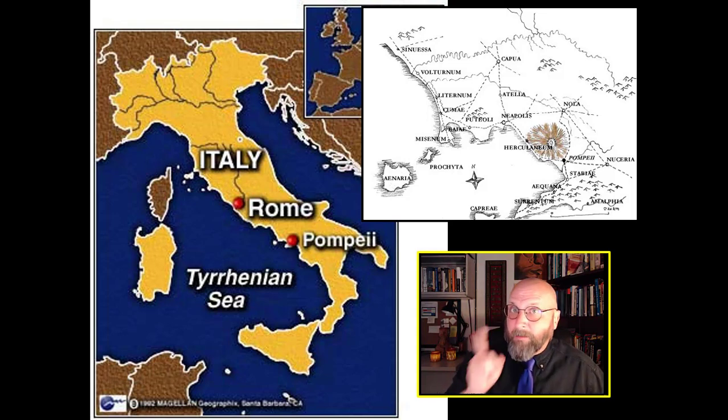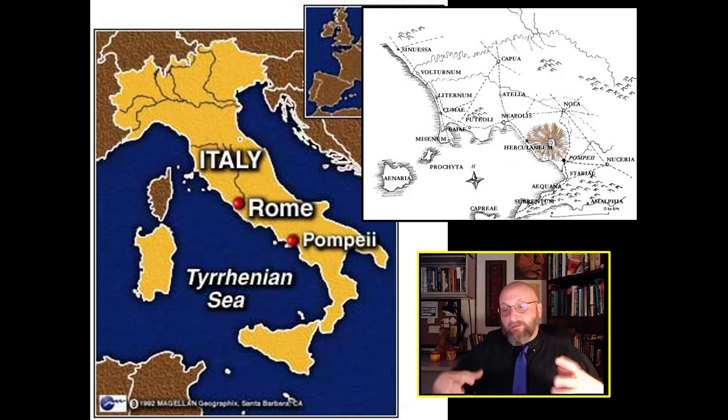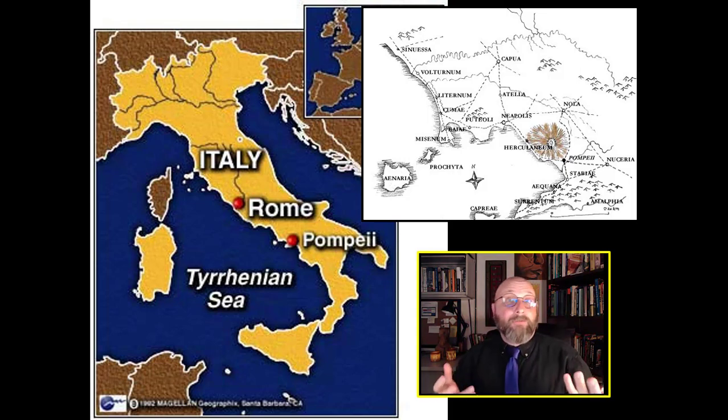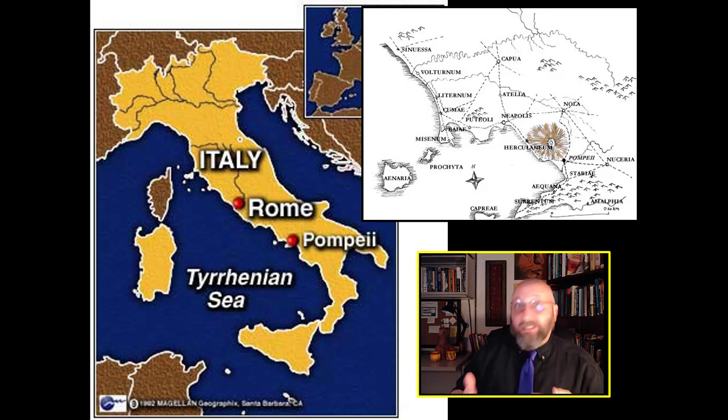But the important thing to remember about Mount Vesuvius is it had been dormant for centuries before it erupted in 79 AD. And to a lot of the people that lived around it, to a lot of the Romans who lived around the Bay of Naples, they didn't know that the mountain was a volcano. As a matter of fact, they didn't really even know what volcanoes were.